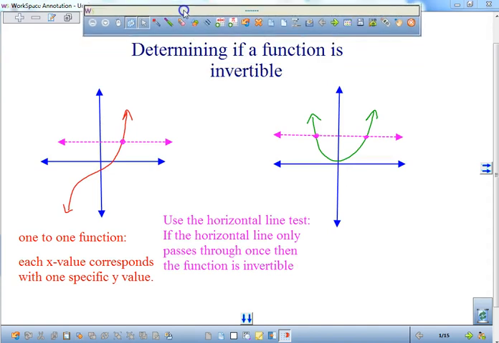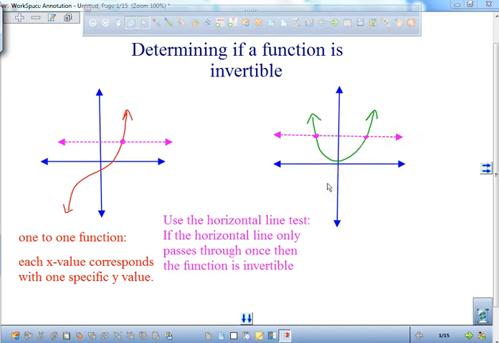All right, everybody, today we're looking at whether or not a function is invertible. I have a picture here with a couple of different functions. We have a function that looks like a cubic function, which has a horizontal line passing through it, and a quadratic function where we have a horizontal line passing through it. This is called the horizontal line test, and it works if and only if the line only passes through once.